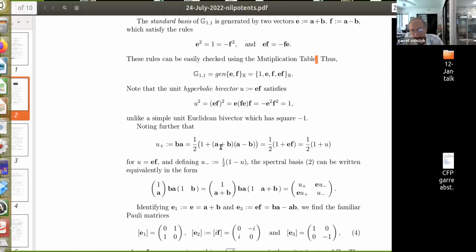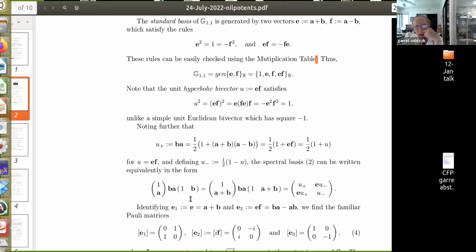But notice now A plus B is equal to E, and A minus B is equal to F. So I can write U plus then as 1/2 (1 plus U), where U is that bivector E times F. Okay, U is equal to EF. So by doing this trick, then I can write this as 1A, BA, 1B.